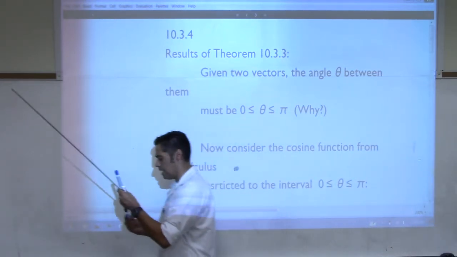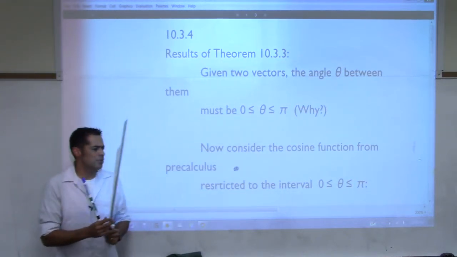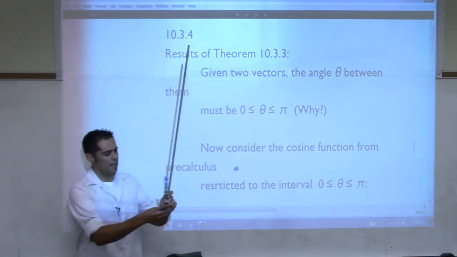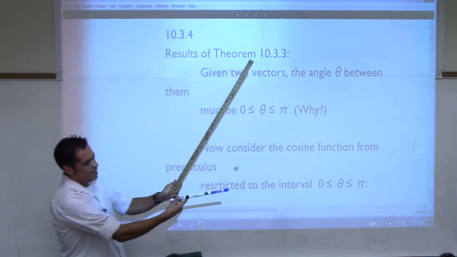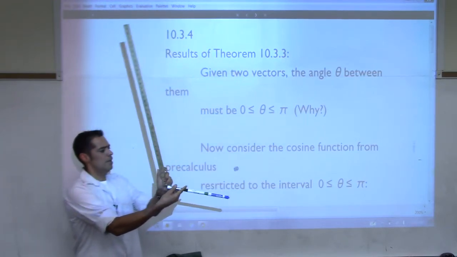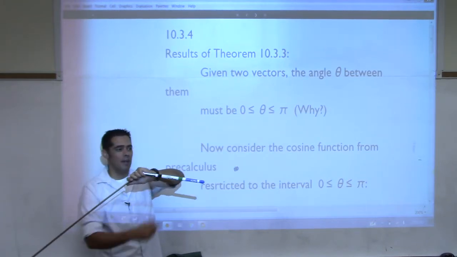Let me get my vectors back out here. Pi is how much? Pi is 180? Okay, so here's two vectors, right? Obviously the angle between them is between 0 and 180. So what if I go like this and I open it up and now I go past 180? Why don't you have to worry about that?